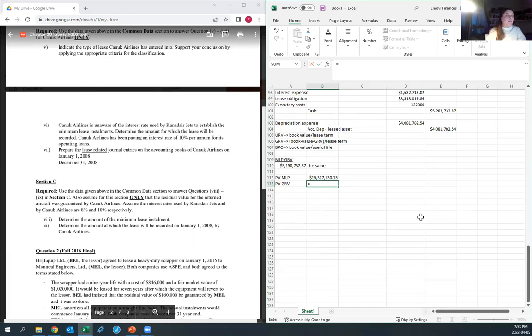Oh, no, it's not the 2.7 because they have a different rate. So Canuck still doesn't know what the interest rate for Canadair is, so they're going to use their own interest rate when finding the present value. So it's going to be a rate of 10%, 4 terms, payment is 0, future value is 4 million. So it's a present value of 2.7. So the leased asset will be 19 million and 59,000.